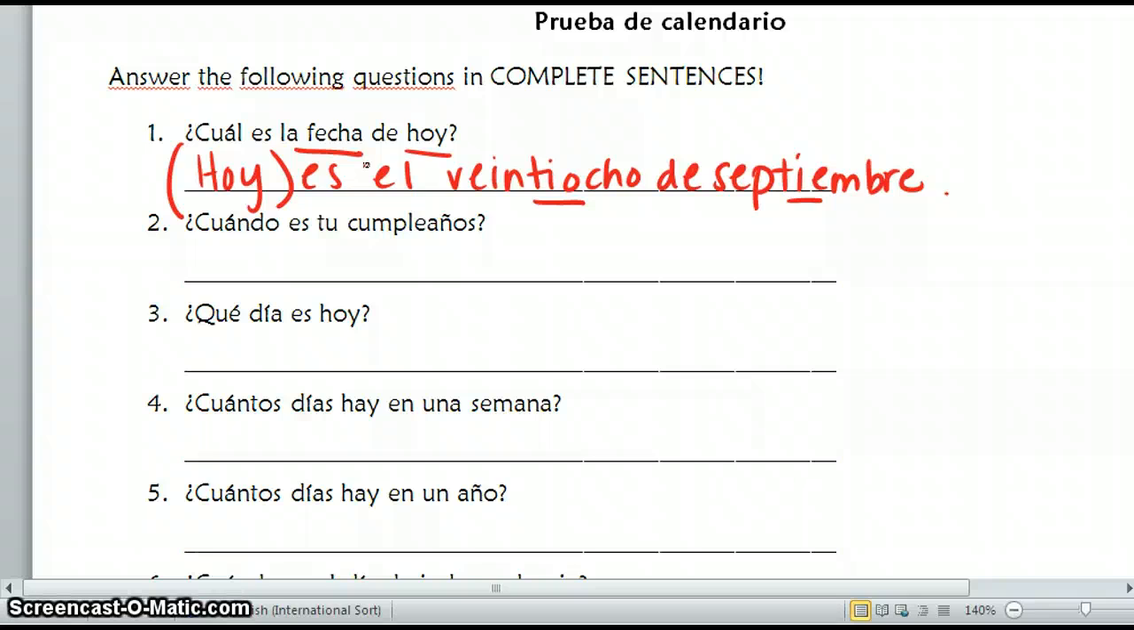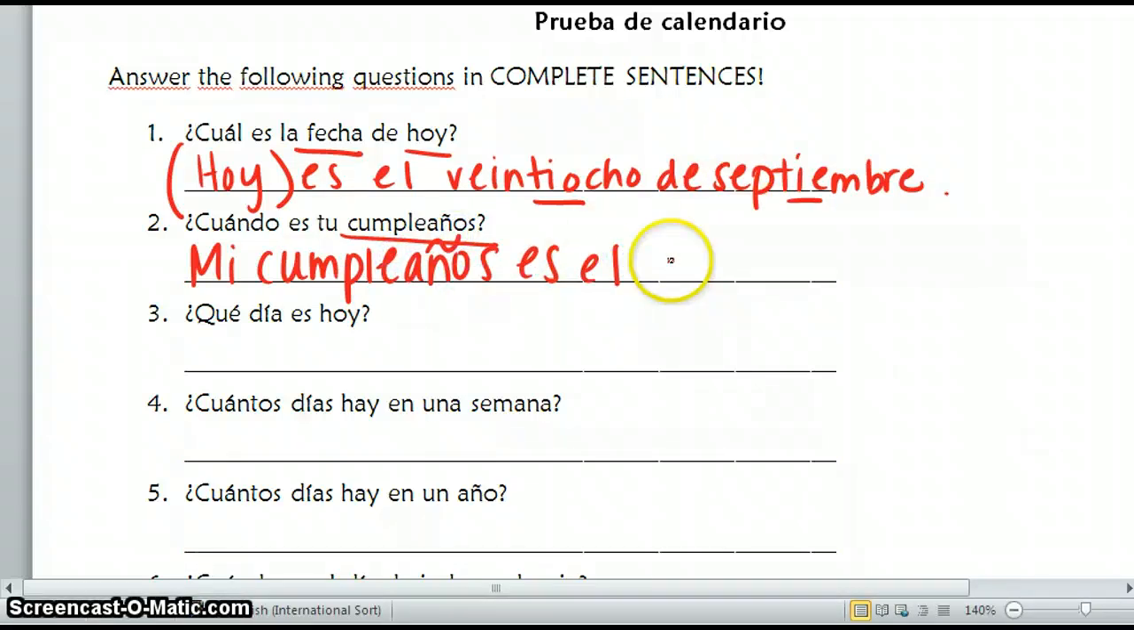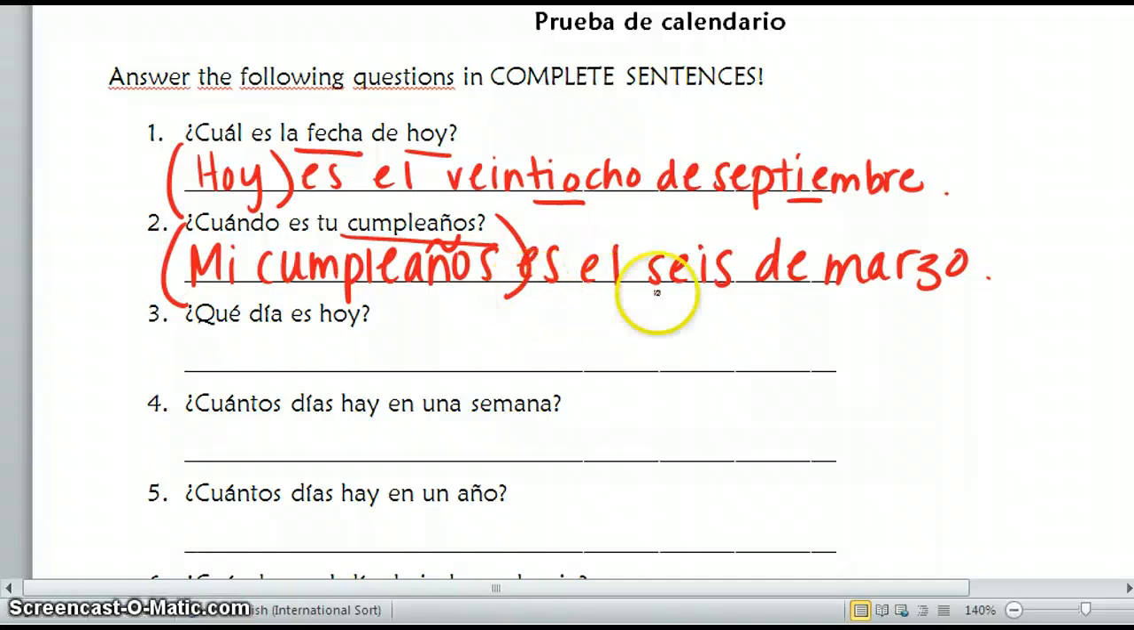The second one, ¿Cuándo es tu cumpleaños? Cumpleaños is the key word in here. If you know what cumpleaños is, you know what the answer will be. When is your birthday? So your answer is going to be mi cumpleaños es el, and then whatever your birthday is. Mine is el 6 de marzo. Again, you can have mi cumpleaños in there, or you cannot. But as long as you have es el 6 de marzo, you're good to go. As long as you know that you're talking about cumpleaños, just say es el 6 de marzo.